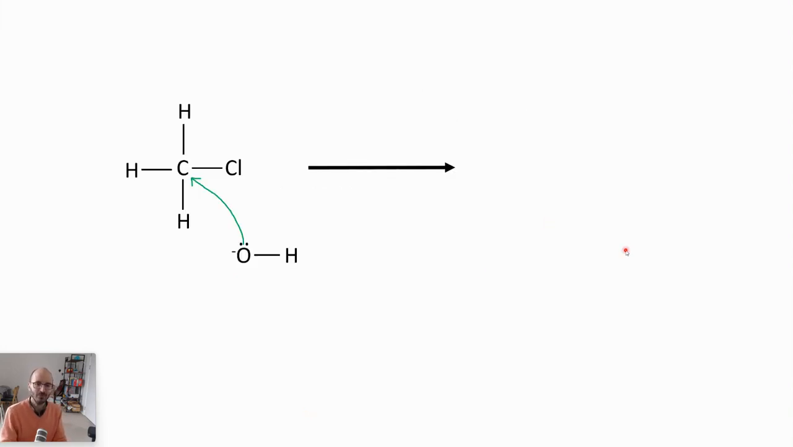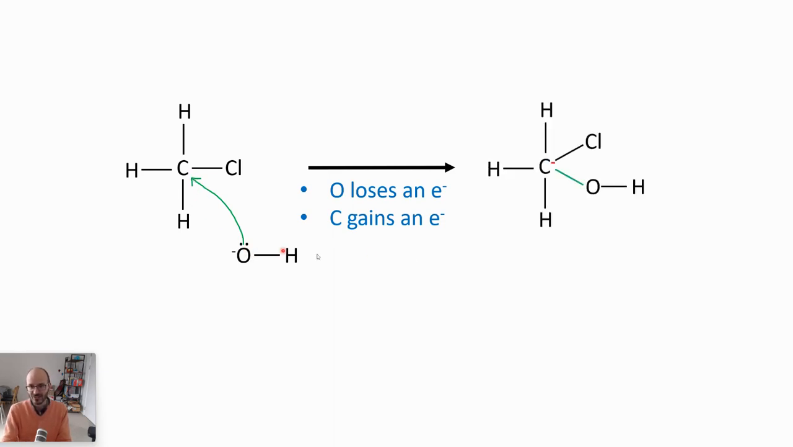Next example. What would you get as products? The oxygen is forming a bond with carbon, and the oxygen is going to lose one electron. The carbon is going to gain one electron and one bond. So then you get the carbon with a new bond and a negative charge. The oxygen that was negative becomes neutral.